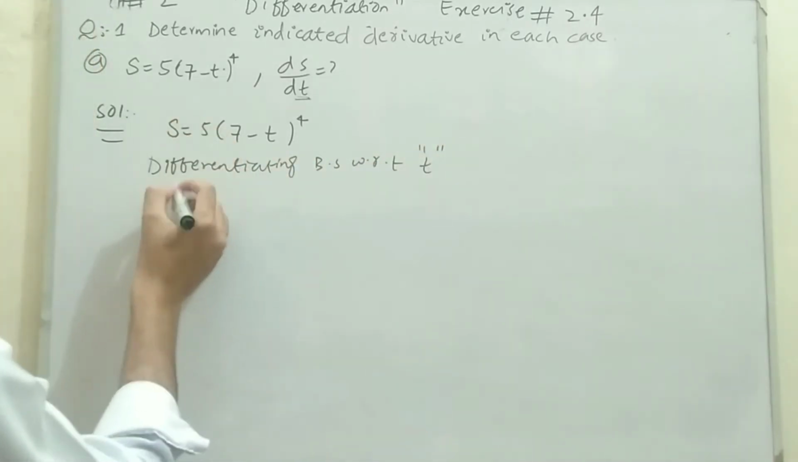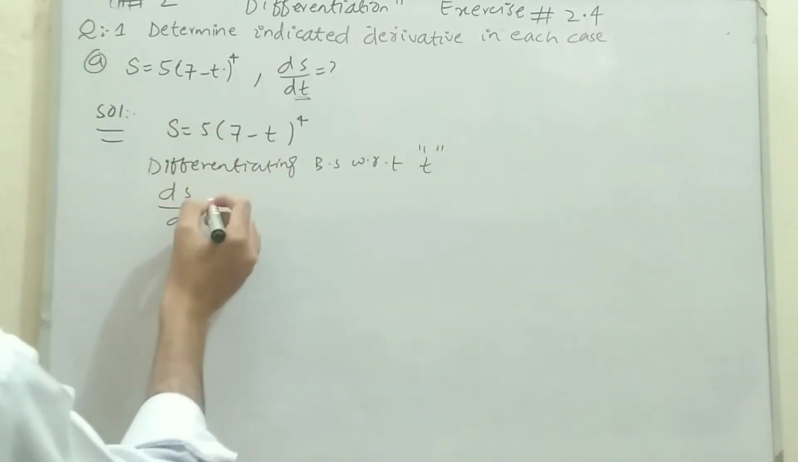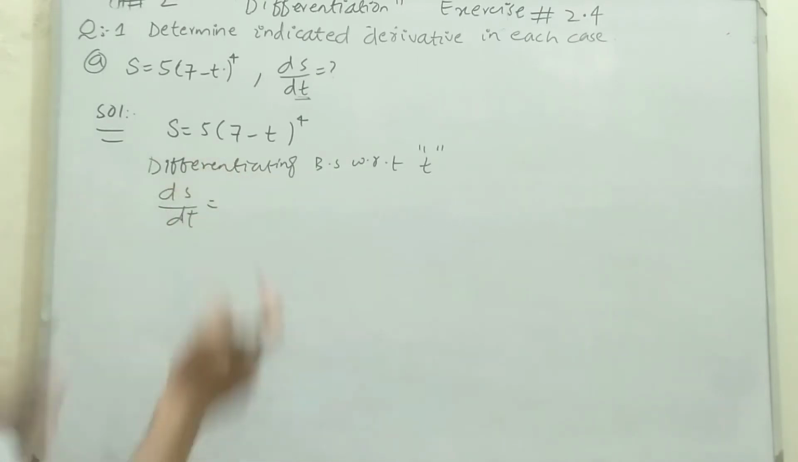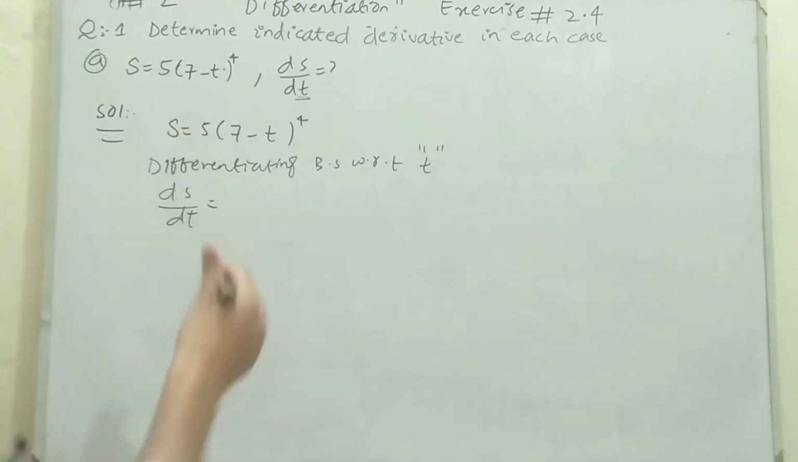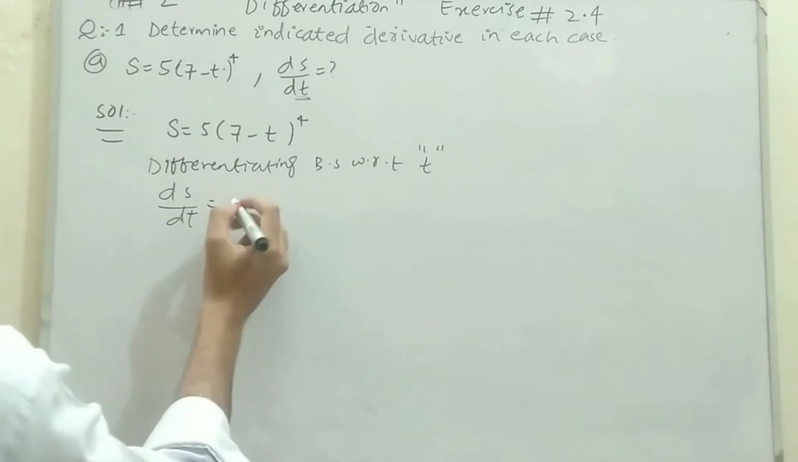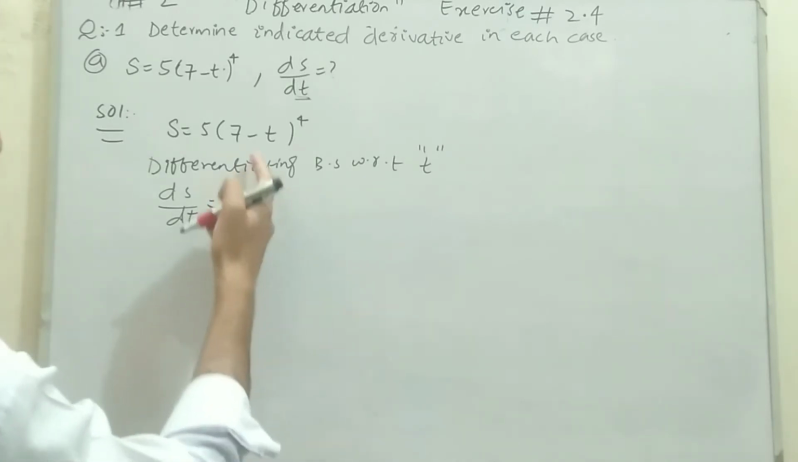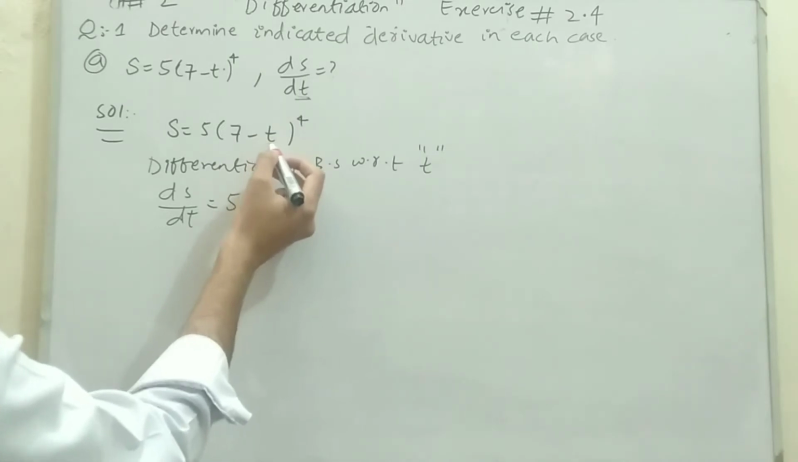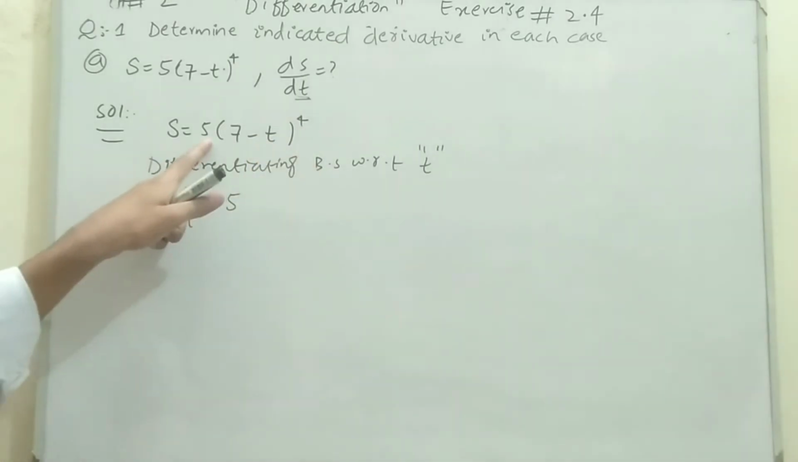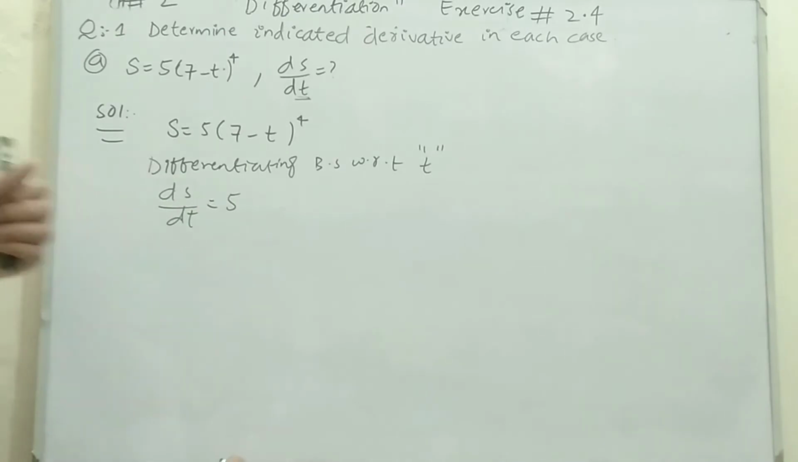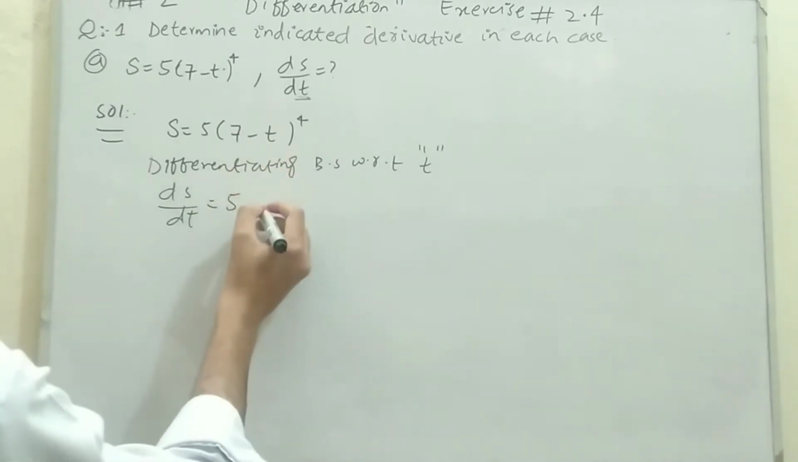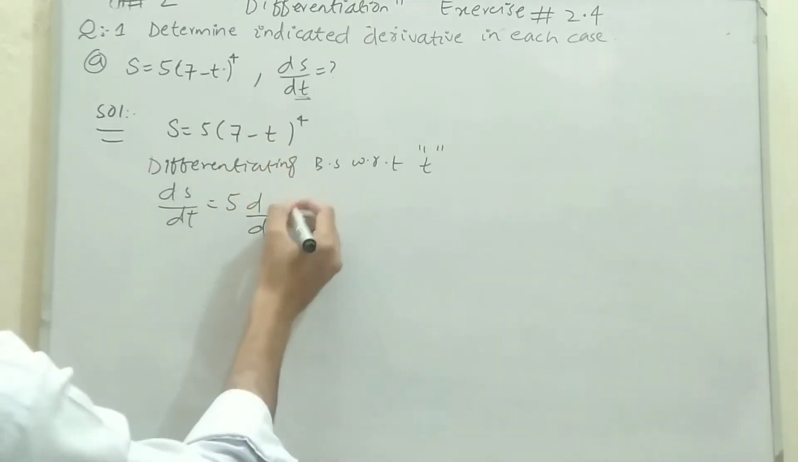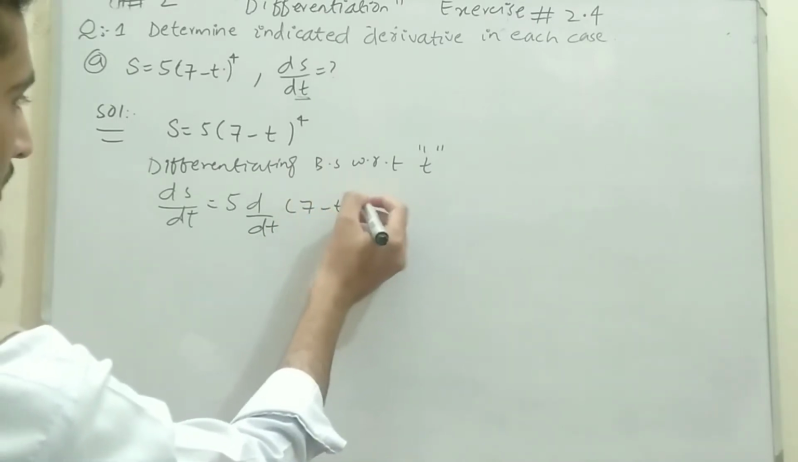So it becomes ds divided by dt. Here we have 5 as a constant. So 5 will come down to the front. So it becomes 5 multiply. We will take the derivative of this function because here a variable t is used, independent variable is used, and here 5 is a constant. So according to the rule, 5 will come to the front and we will differentiate this term. So d by dt multiply 7 minus t whole raised to the power 4.